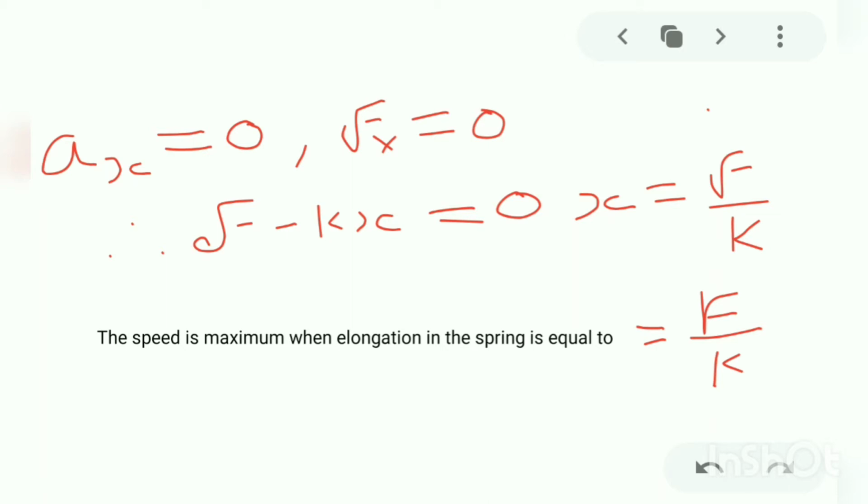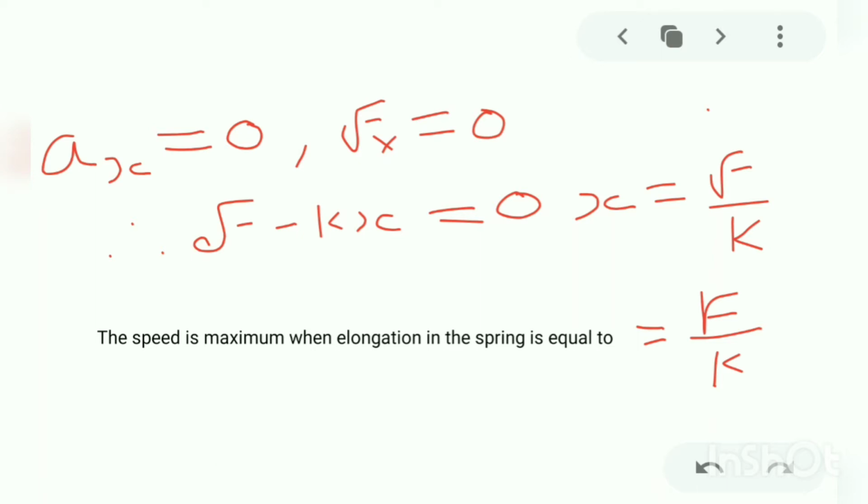So initially there is all the force and acceleration is 0. So we can write the equation as F minus kx is equal to 0, and x is equal to F by k. x is the maximum elongation of the spring. How much it can extend. It is like that.